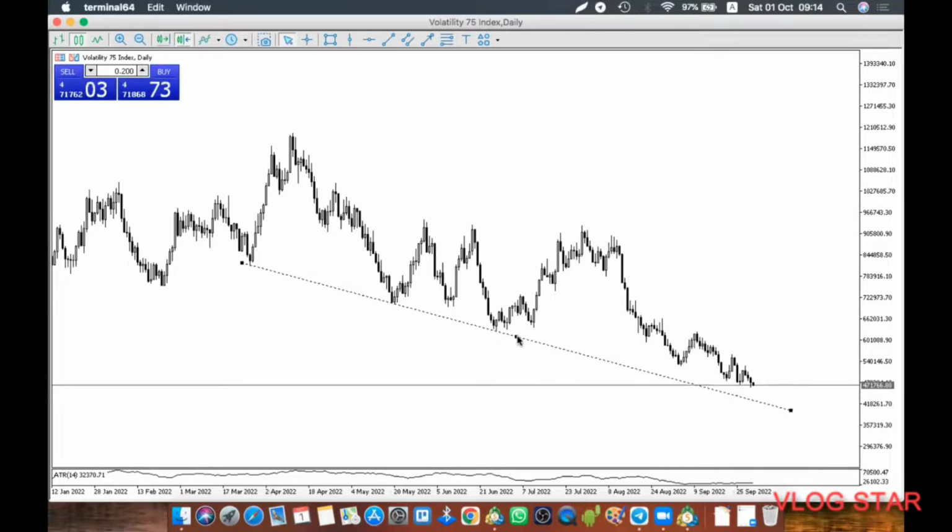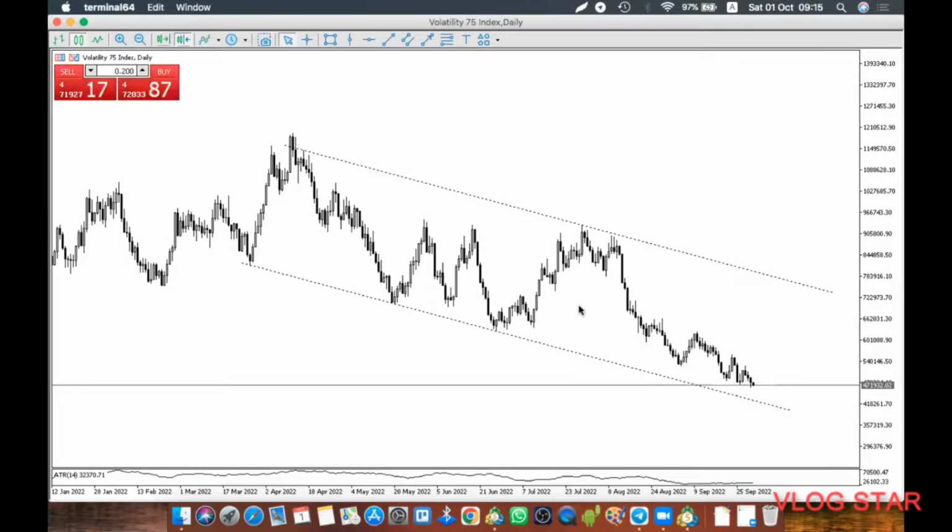Then I take this to the other side to confirm. You see, this wick is touching, this wick is touching, this wick is touching. So 2 touches already tell me that this trend is right, it's a downtrend. Is it a clear downtrend? It's a clear downtrend, yeah. Now we know that the market is in a downtrend.